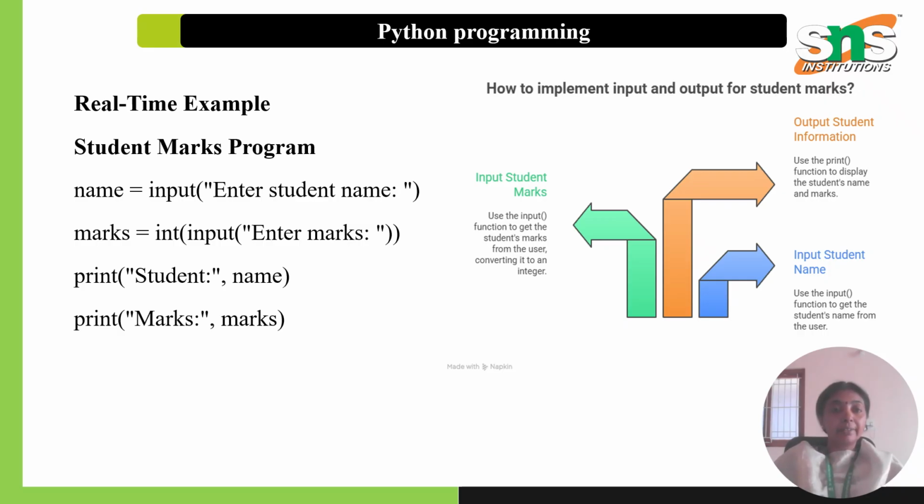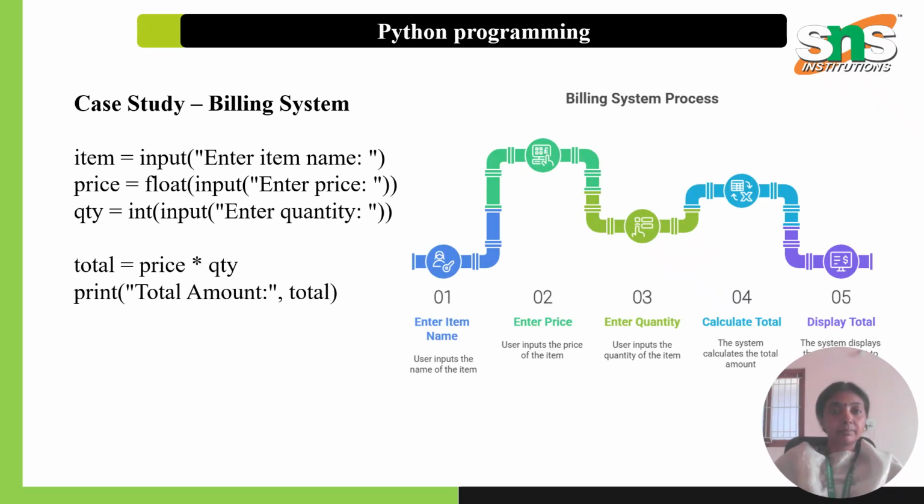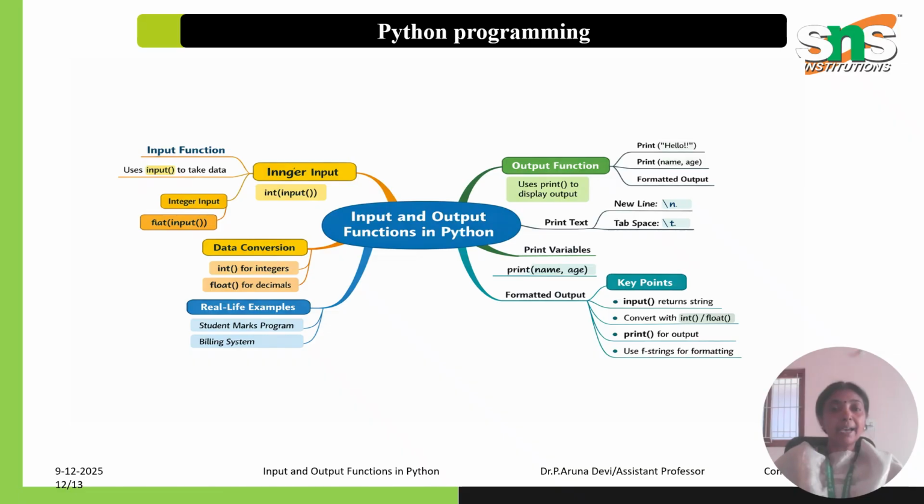Example, real-time example, student mark program, get name, marks, and then print the name and marks using input and output functions. This is the mind map for that particular topic.